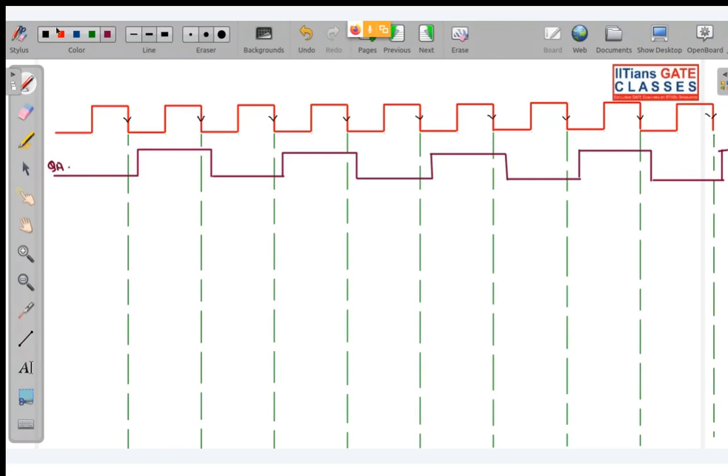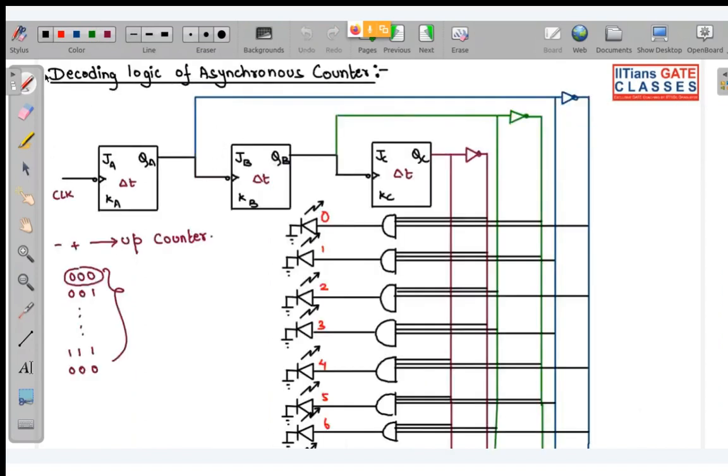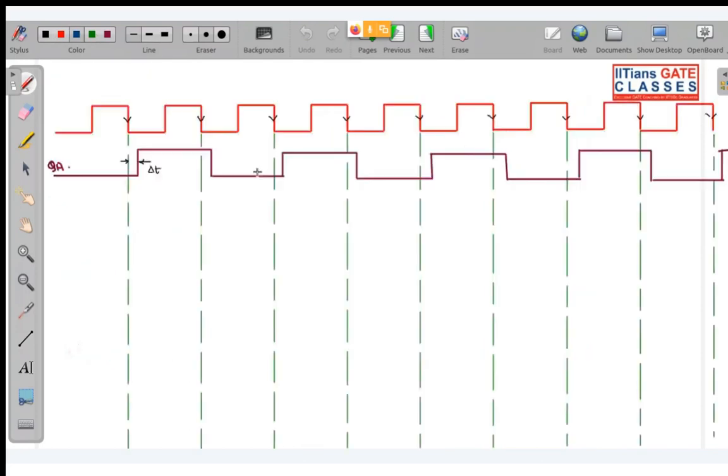So let me write it as QA, or very simply I can write over here that this is your delta t. Now look, basically the negative edges of this A flip-flop output QA act as the clock pulse for this B. So now if you see, negative edges we have are over here, here, here. At all the places we will have a transition for QB. I have assumed that initially QB is also 0. So look very carefully.